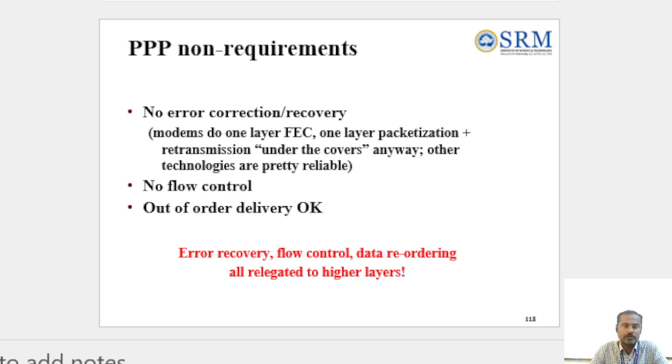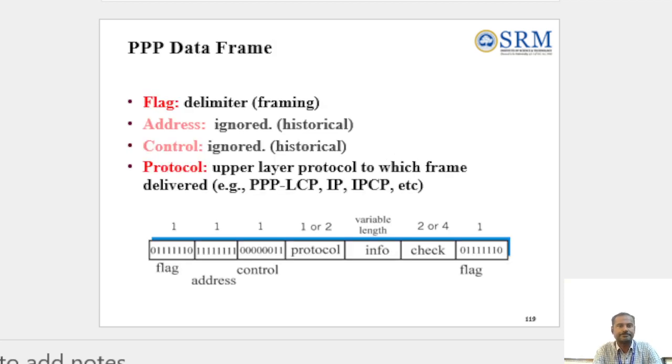Then no flow control will be maintained. That is, it doesn't do any flow control. The order of packets can differ. It doesn't check the order of packets, so that is out of order delivery. It can allow out of order delivery also. So error recovery, flow control, and data reordering are not required for PPP.